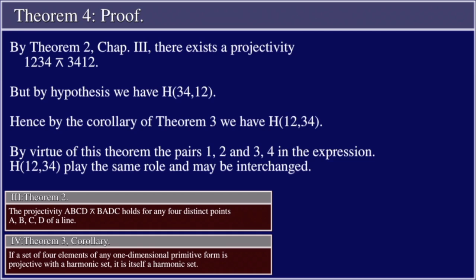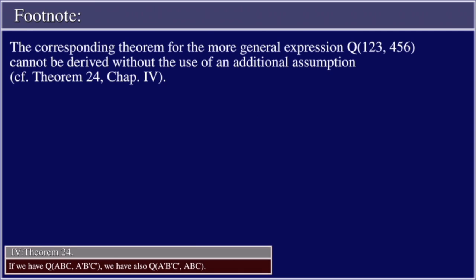By virtue of this theorem, the pairs 1, 2 and 3, 4 in the expression H(1, 2; 3, 4) play the same role and may be interchanged. Footnote: the corresponding theorem for the more general expression Q(1, 2, 3, 4, 5, 6) cannot be derived without the use of an additional assumption, chiefly Theorem 24 of Chapter 4.